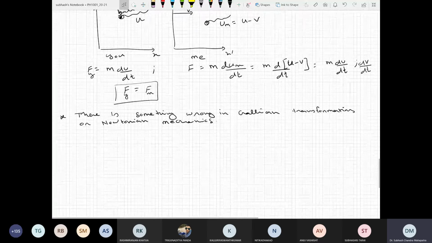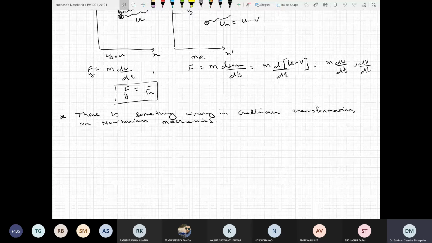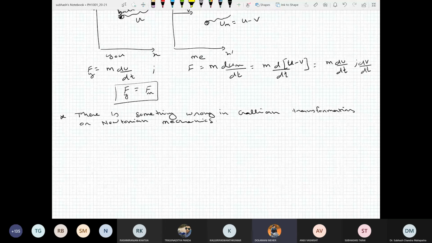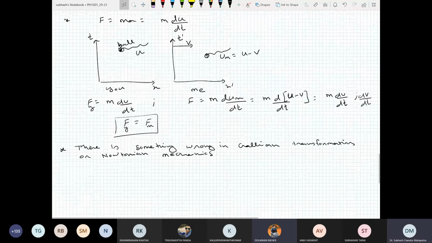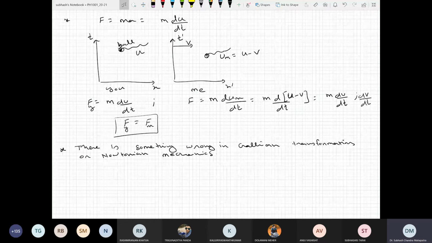So then Einstein came and he suggested some radical changes. Sir, Fy equal to Fm, how did you do this? Fy means this is the force on the ball which is moving with velocity u. So u can be anything, it doesn't have to be constant. So the force on the ball is Fy, which you are measuring, so that's why I put the y subscript. Yes, m du by dt.